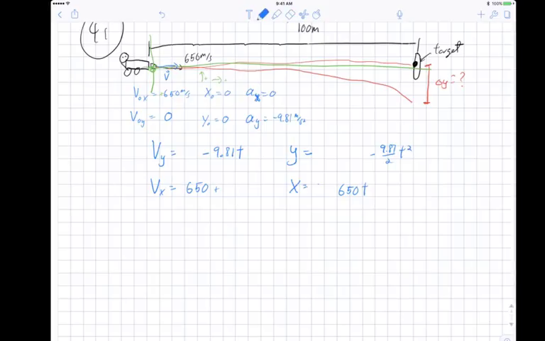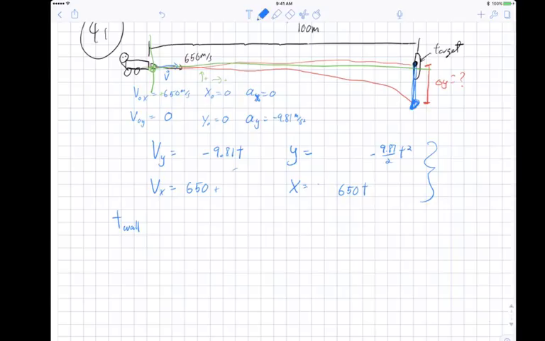So this is actually a lovely beast. There's 4 equations, all of them involving t. And so the question here is, where does it hit the wall? How far below the target? To answer that, if I knew what the t was when it hits the wall, I would be all set.